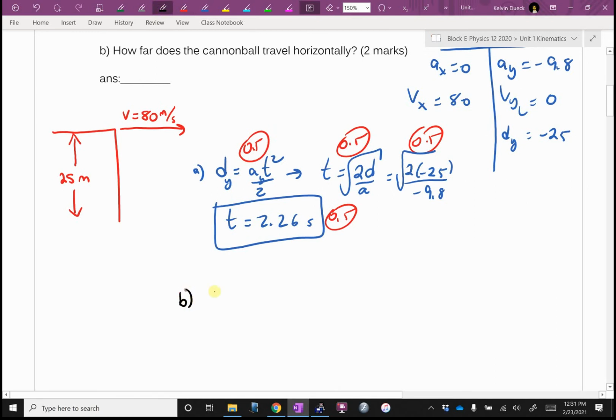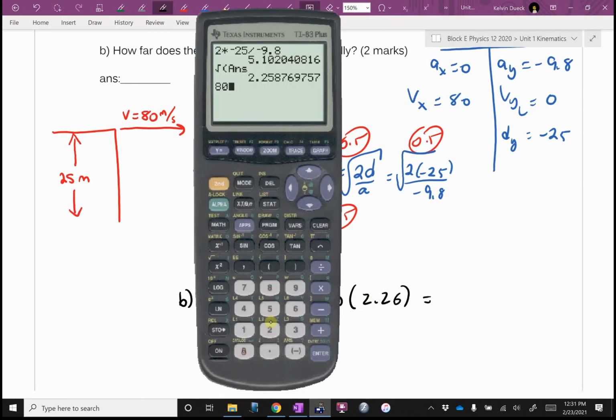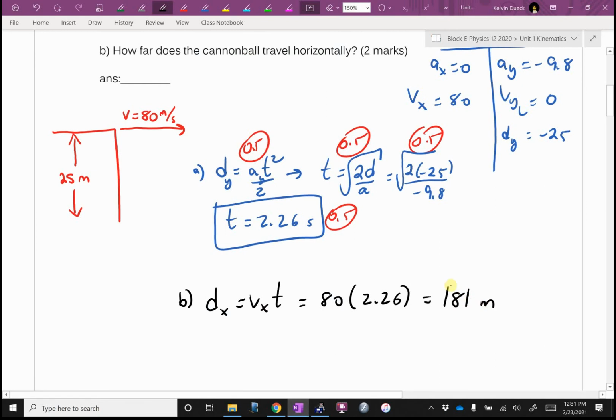B. I think to find the range, I'm going to use that. What happened to the plus a half at squared? 0. But you can see it's tempting to want to put the 9.8 into there because there's no acceleration. Yes, there is. It's exactly 0 as a number. There's no force acting horizontally. So it's going to be 80 times 2.26, using my answer button. 181, and I would take 180 meters.